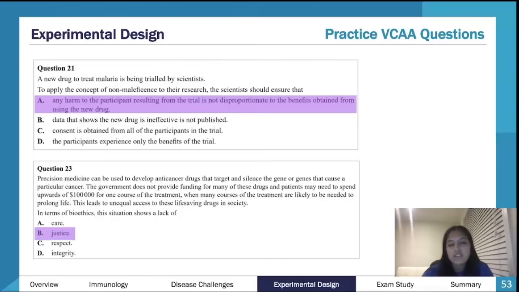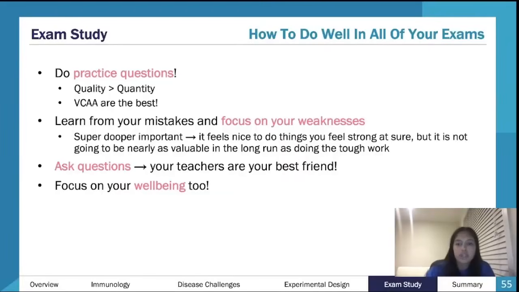Again, you had like 7 sentences there, or just less than. You could literally just use the last sentence. This leads to unequal access to these life-saving drugs in society. You can answer the question just based off that. So again, be mindful of not getting too caught up in unnecessary or irrelevant information.